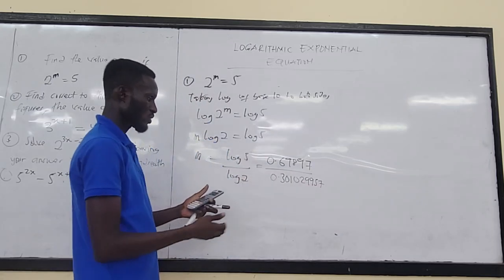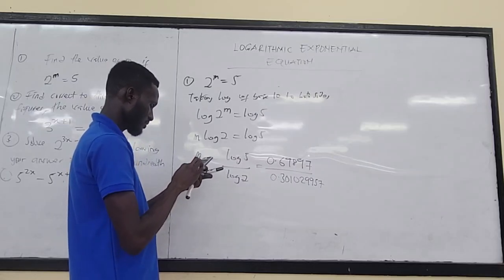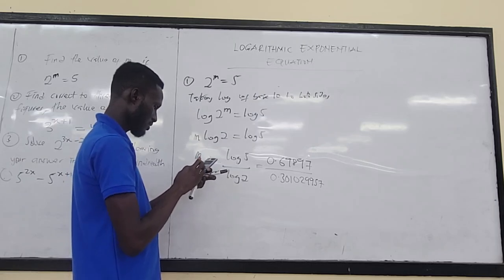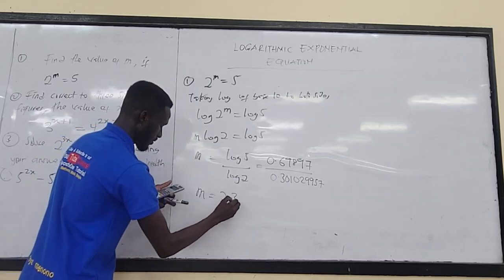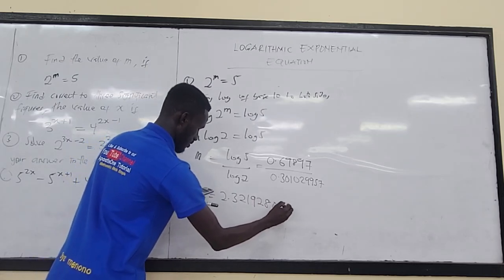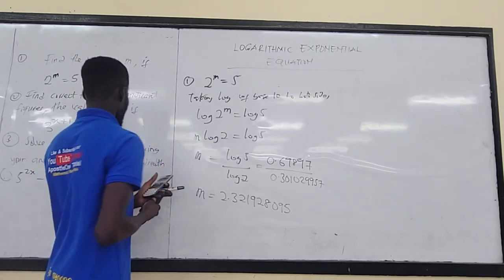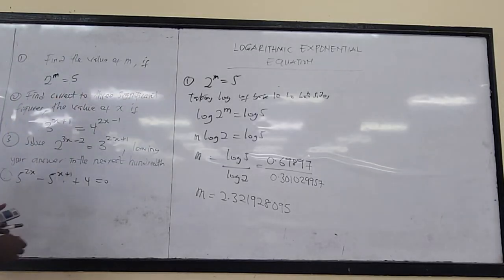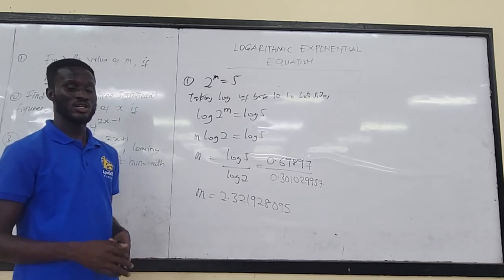So when we divide these two, you're going to get n is equal to 2.321928095. Now the question says that we have to find the value of n, so with this one, you're supposed to approximate. It depends on how you want to leave your answer. So this is the answer. This is how we can solve for n.